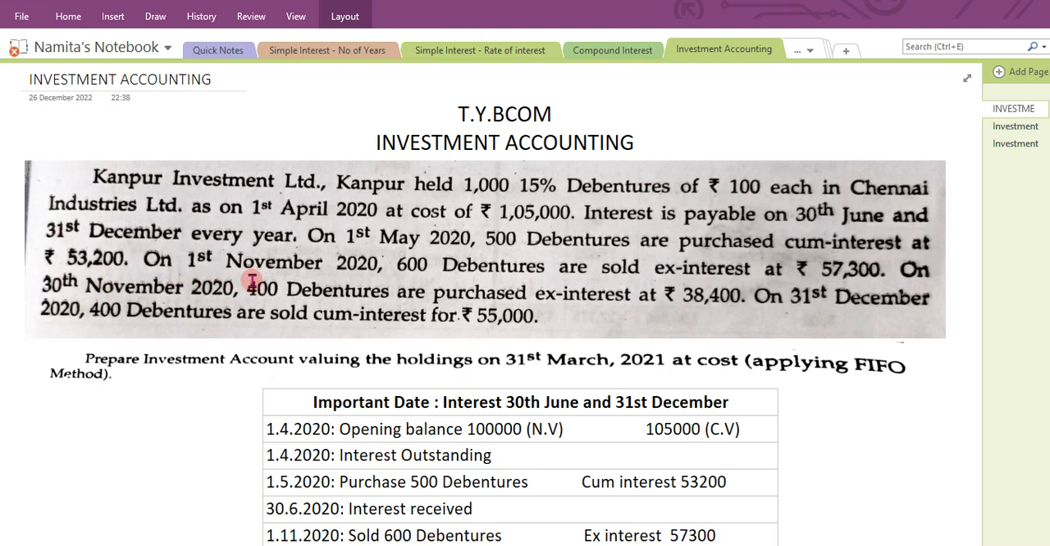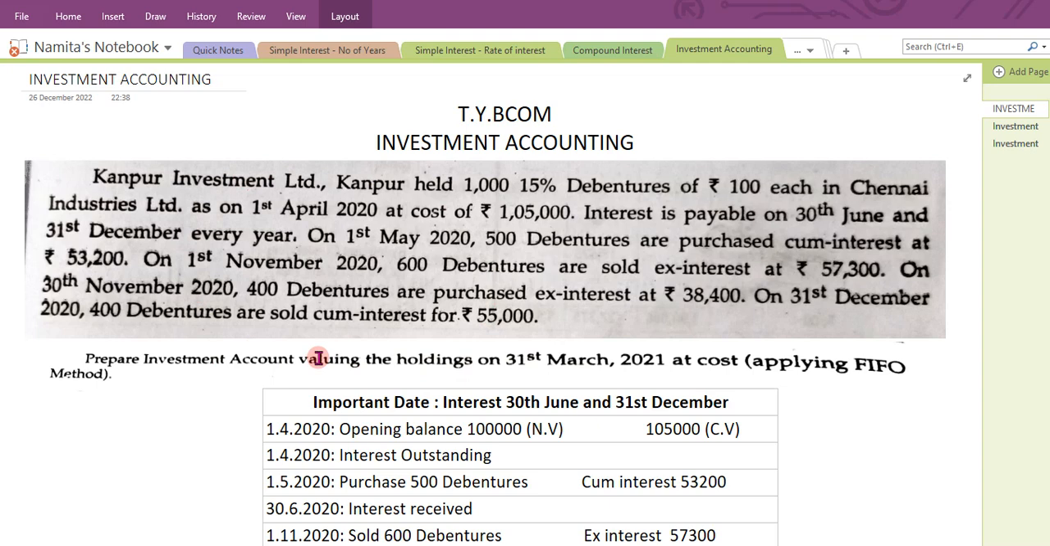Then after that, on 1st November 2020, 600 debentures are sold ex interest at rupees 57,300. Next, on 13th November 2020, 400 debentures are purchased ex interest at rupees 38,400. Next, on 31st December 2020, 400 debentures are sold cum interest at rupees 55,000. Okay, now this is the example. Now next, they are saying, prepare investment account valuing the holding on 31st March 2021 at cost applying FIFO method. Okay, so we have read the example.